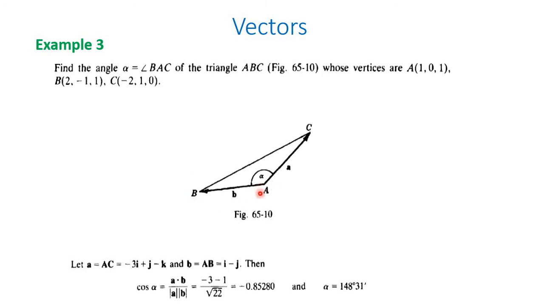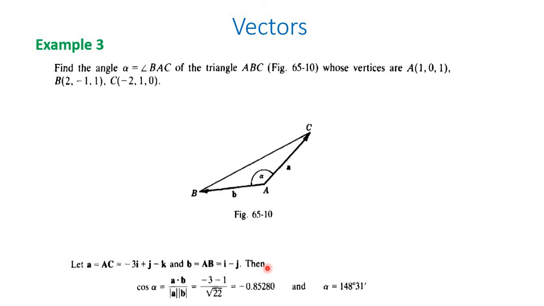And the vector AB will be the difference between point B and point A. So B minus A: 2 minus 1 is 1i, then minus 1 minus 0 is minus j, and the third one is 1 minus 1, which is 0k. So the k component in this case will be 0, so AB is equal to i minus j.